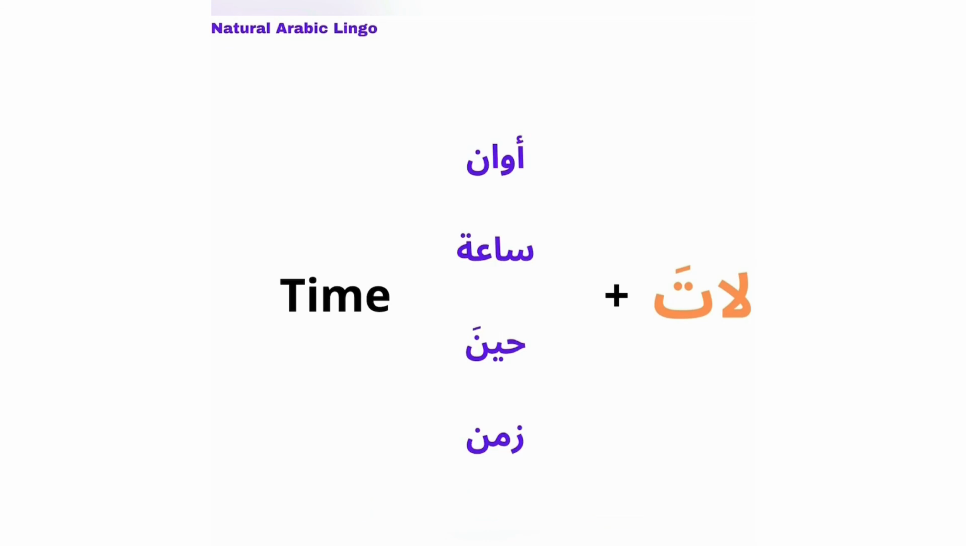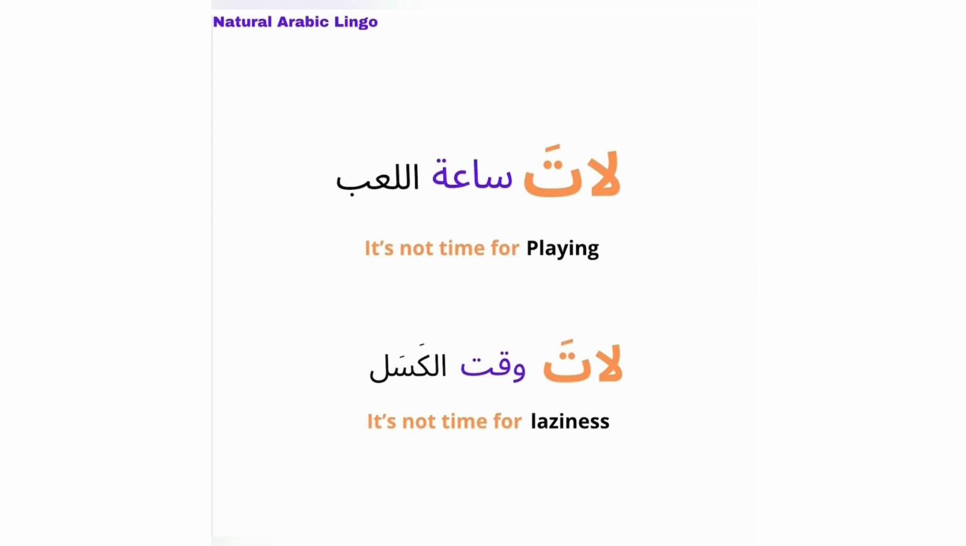Let's take example. The first sentence لات ساعة اللعب. It's not time for playing. The second sentence لات وقت الكسل. It's not time for laziness.